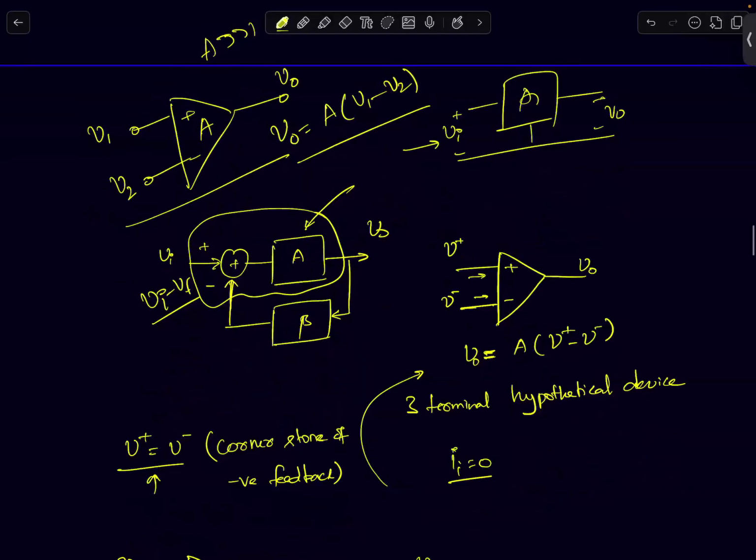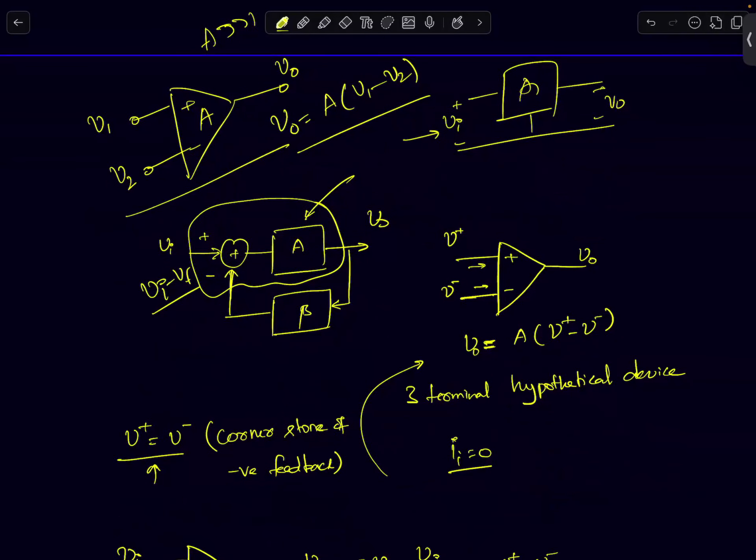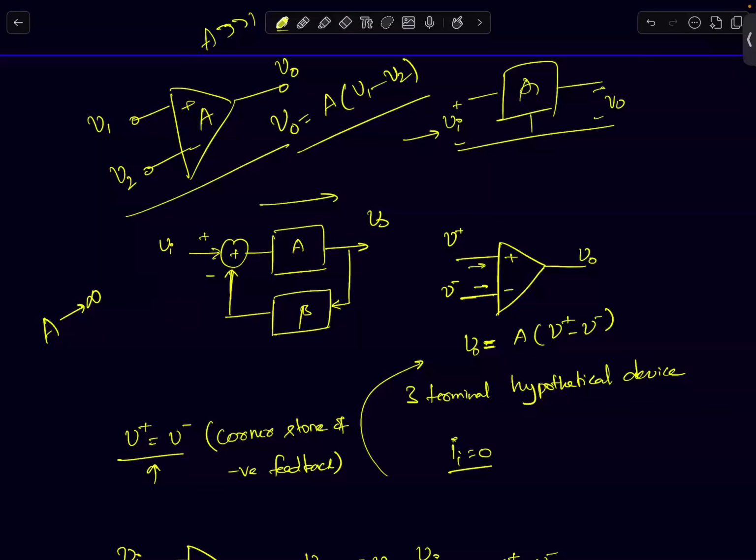So what happens? First, very simple rules. In any negative feedback circuit, if your A is infinity, if your forward path gain is infinity, then what happens here? What happens if your forward path gain is infinity is that your feedback signal becomes exactly equal to the input signal.